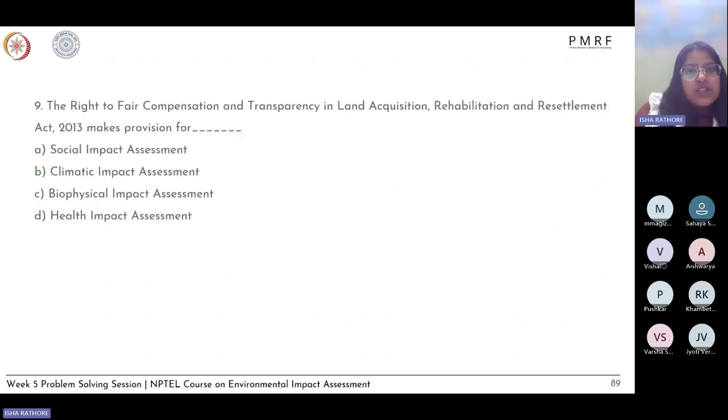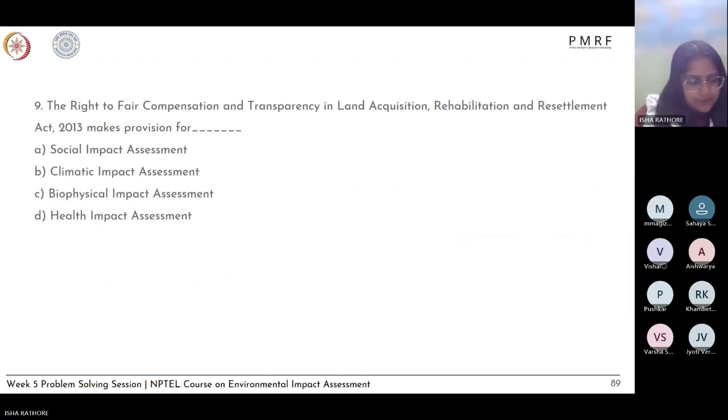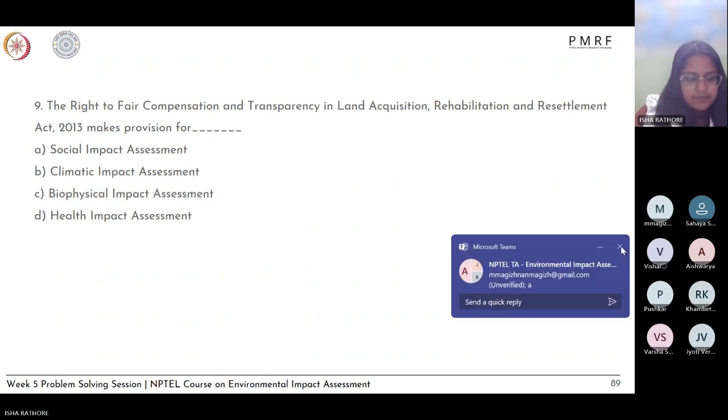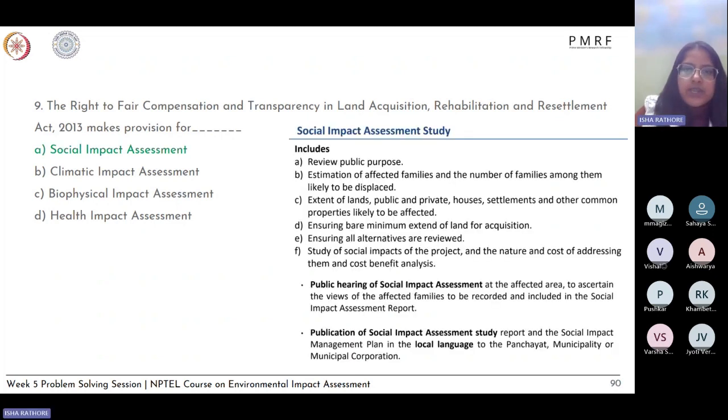The Right to Fair Compensation and Transparency in Land Acquisition, Rehabilitation and Resettlement Act makes provision for: A, social impact assessment; B, climatic impact assessment; C, biophysical impact assessment; and D, health impact assessment. Okay, we have an answer A. We have another A. Okay, so A is the correct answer.